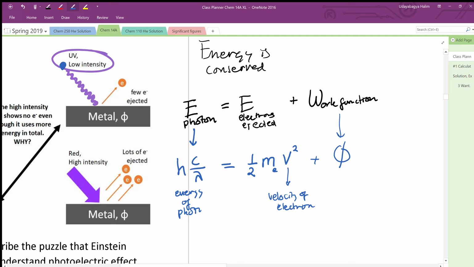And essentially every metal has a different work function. So lithium has a work function closer to 2 electron volts. Gold has a work function of 3 electron volts, and so on and so forth. So essentially every metal is slightly different. So that's the equation that he proposed.